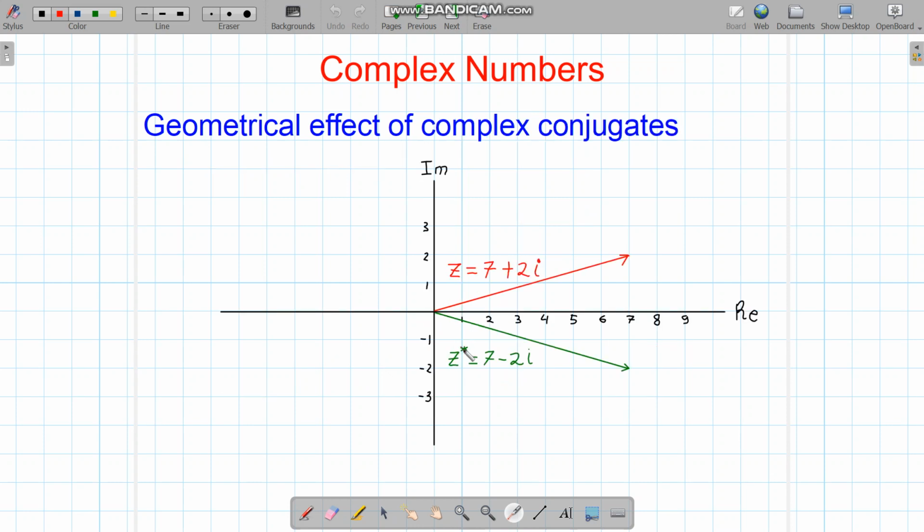Alright, now complex conjugates. So if this is the z, the complex conjugate is called z star, with this asterisk symbol. So plus 2i for the original, minus 2i for the conjugate. So of course it's a reflection in the x-axis, or vertical reflection.